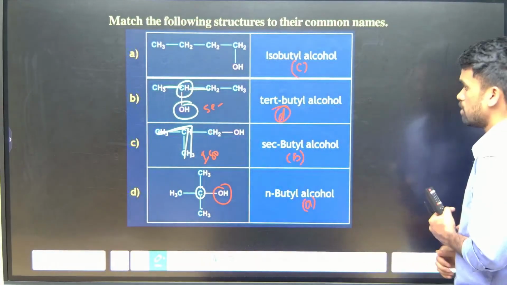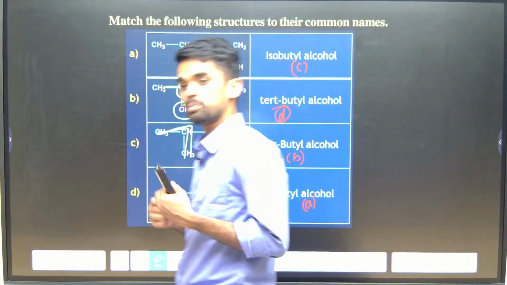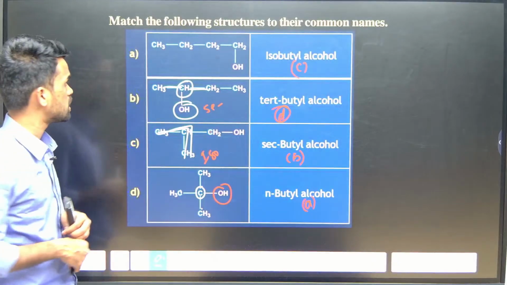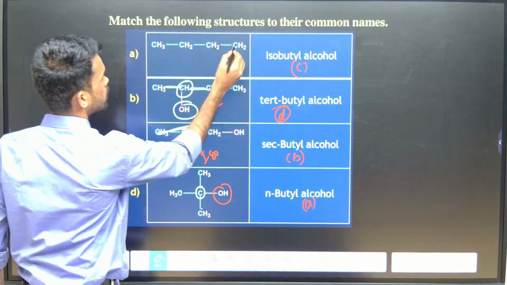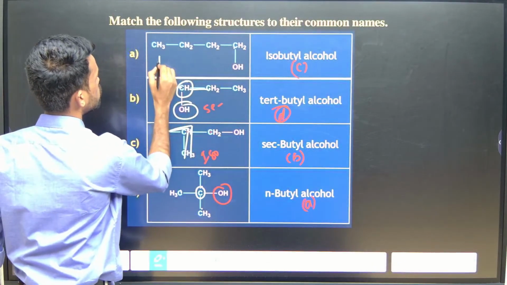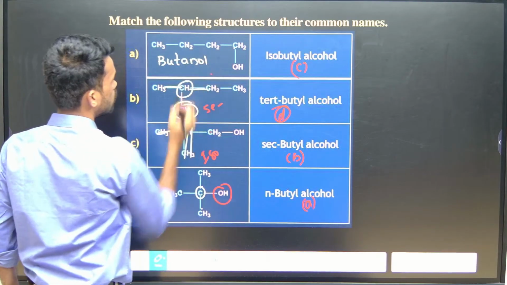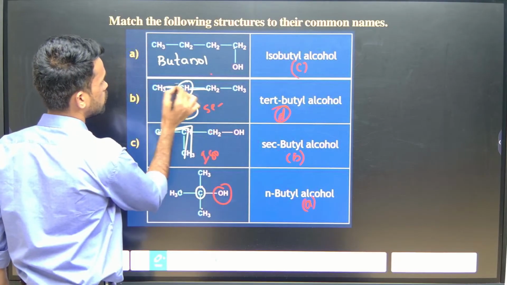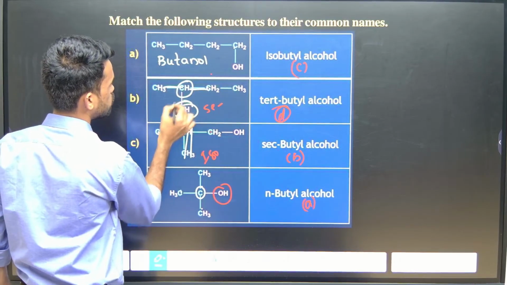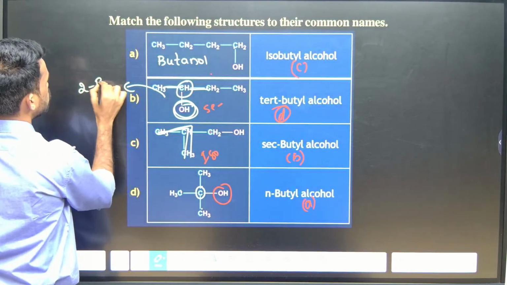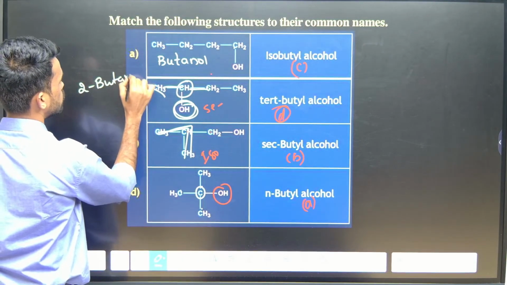Right. So how do you write IUPAC names for the same compounds? See, 1, 2, 3, 4 are there now, so you should call it butanol. Okay, what is the name of this compound? 1, 2, 3, 4. At second position the OH group is there now. So 2-butanol.